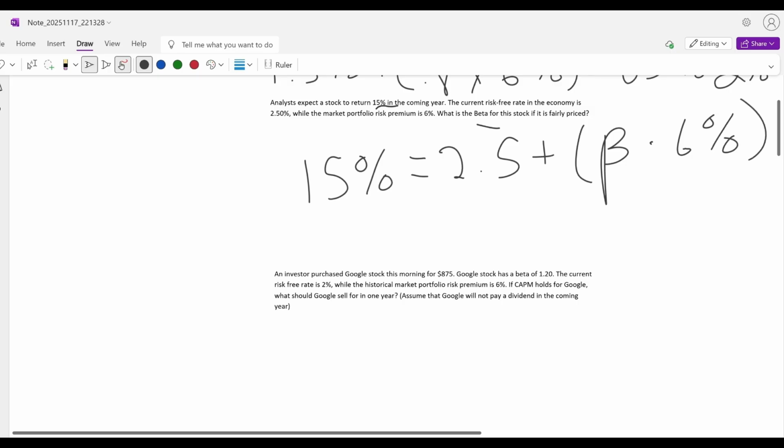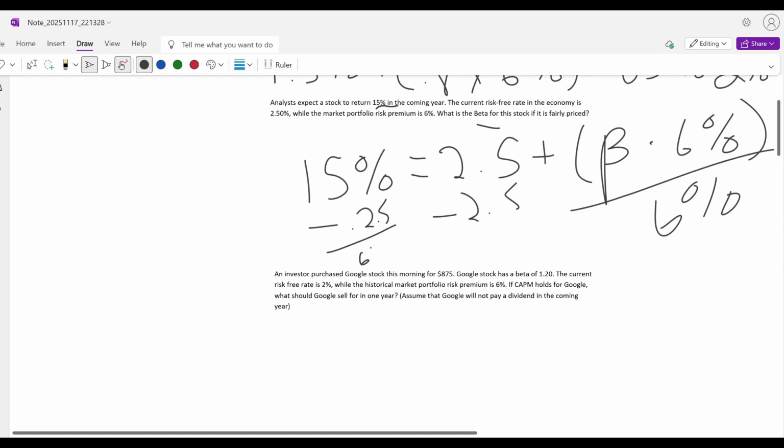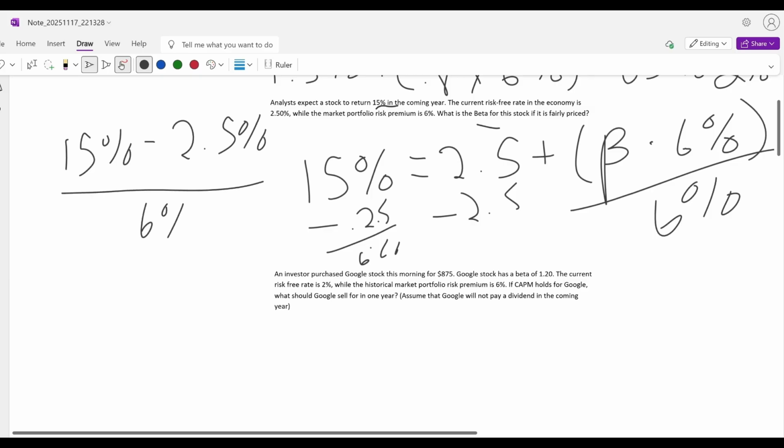And so that means when you rearrange the equation, subtract 2.5 from both sides, and then divide by 6% on both sides, you end up with this equation: 15% minus 2.5% over 6%, and that equals 2.17. So that equals a 2.17 beta, which is very high.